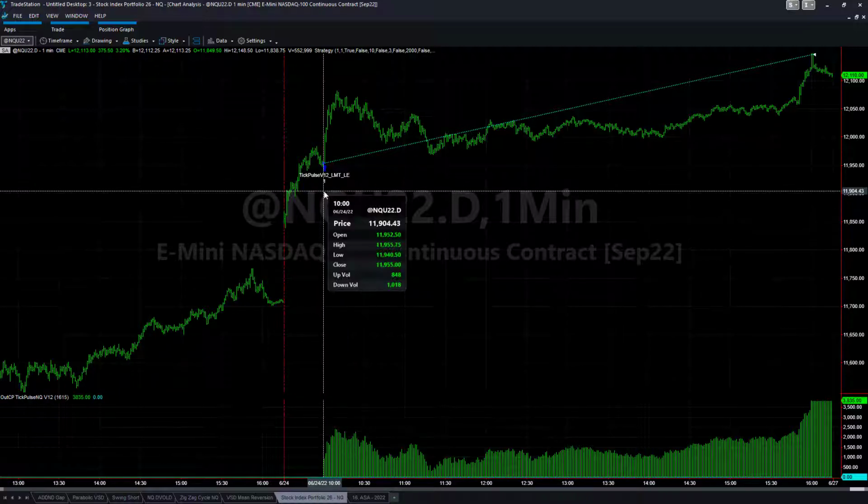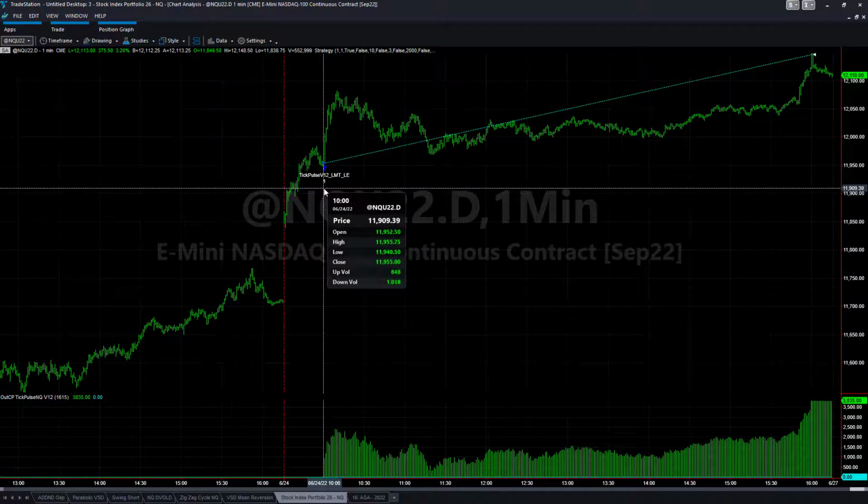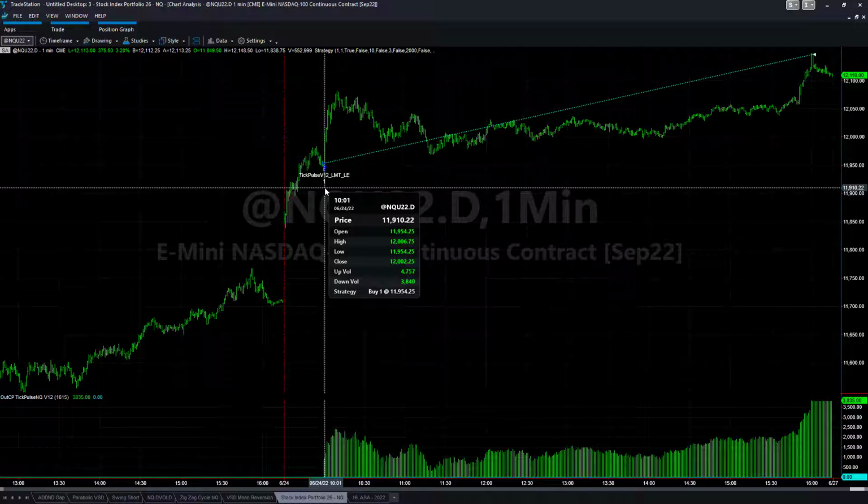And so you can see right here at 10 o'clock there was a signal issued to get in at the close minus 0.5 at 10 o'clock. So close is 11,955. The limit price would be 11,954.50. So let's go and see where it entered the trade. And it entered the trade at 11,954.25 because the open of that bar was 11,954.25. So it gapped down below what would have been the limit price, and so it got in at 11,954.25 at 10:01.